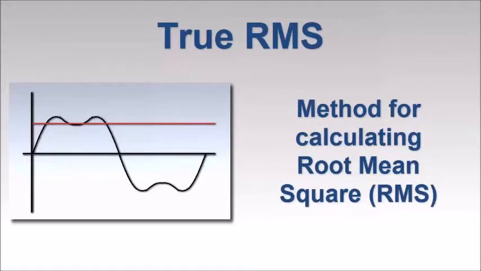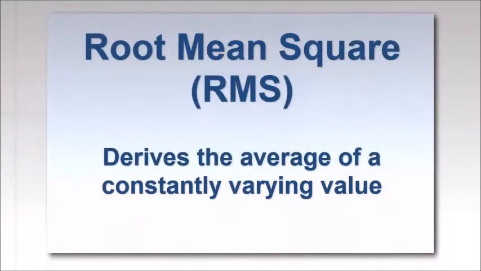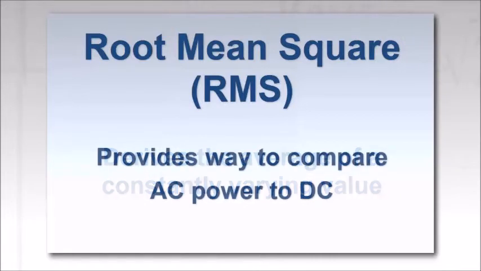As you may recall from a previous AEMC video, root mean square, or RMS, is a mathematical concept used to derive the average of a constantly varying value. In electronics, RMS provides a way to measure effective AC power that allows you to compare it to the equivalent heating value of a DC system.